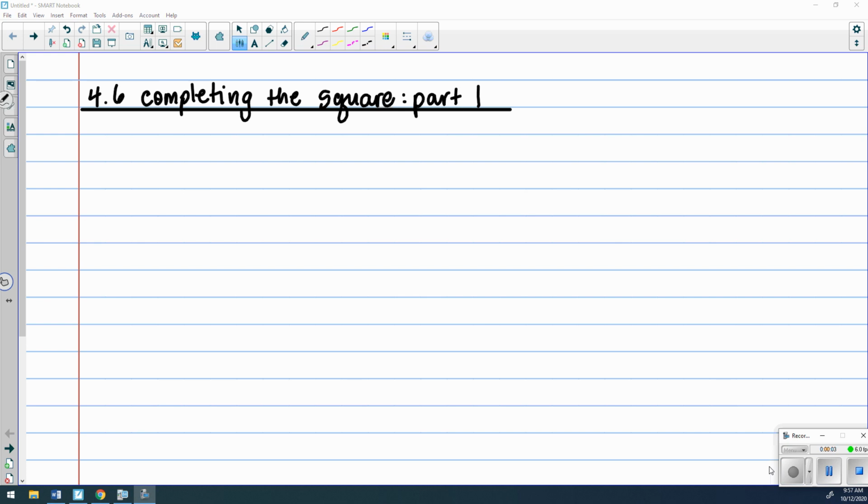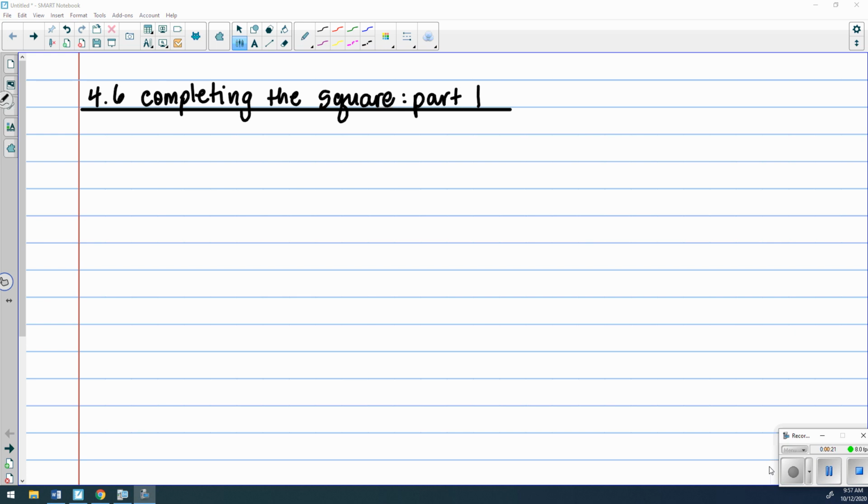4.6 is one of my favorite sections of this entire class, Algebra 2. I love to complete the square. I just love the way it makes my brain feel. I love how you can use completing the square to do some really cool things algebraically and graphically. I just love it all.